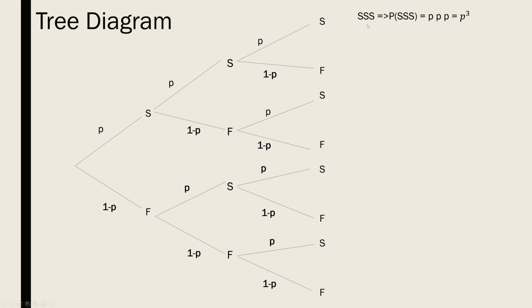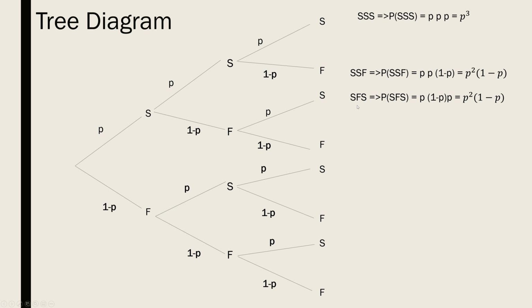The SSS stands for all three trials are success. So the probability that all three trials are success is p times p times p. The SSF stands for the first trial is success, second trial is success, last trial is failure. And this is the probability that these three events happen at the same time and in this particular order.